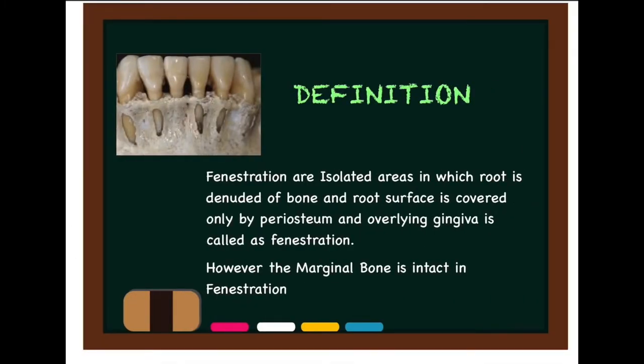So moving on to the definition, fenestrations are isolated areas in which the root is denuded of the bone and only a layer of periosteum and gingiva covers the bone, right?